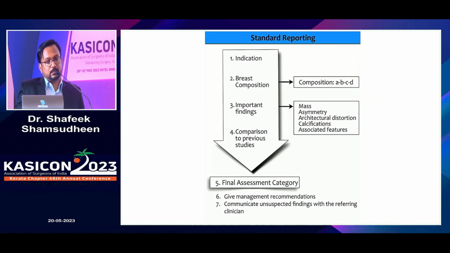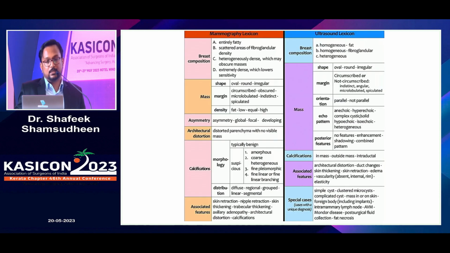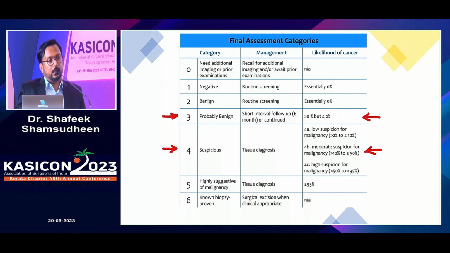Now, this is a general structure of a standard report. It starts with the indication, the breast density, and important findings following standard descriptors. The fourth point is very, very important: comparison to previous studies. It's a very, very valuable clue, followed by the final assessment category with the management recommendation. And lastly, to communicate unsuspected findings to the referring clinician. As much as 20 to 30% of non-palpable lesions can turn out to be cancer. So these are the standard descriptors which we all know. I will be focusing on BI-RADS 3 and BI-RADS 4.